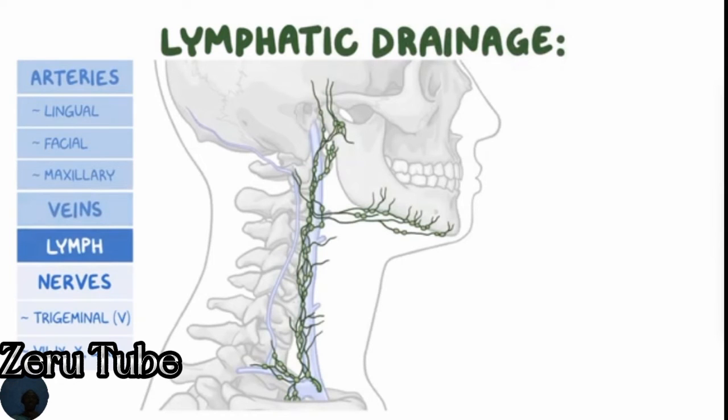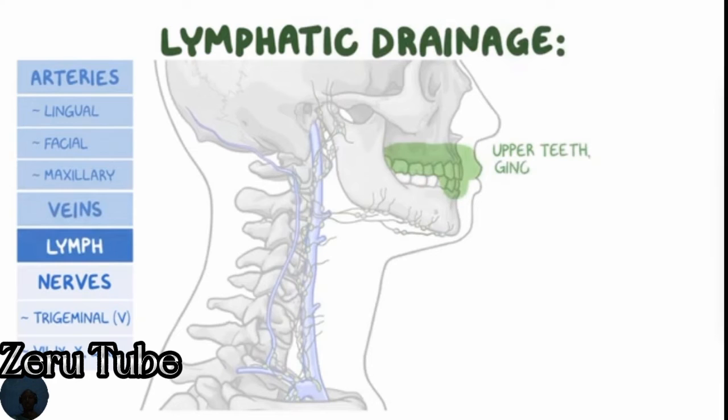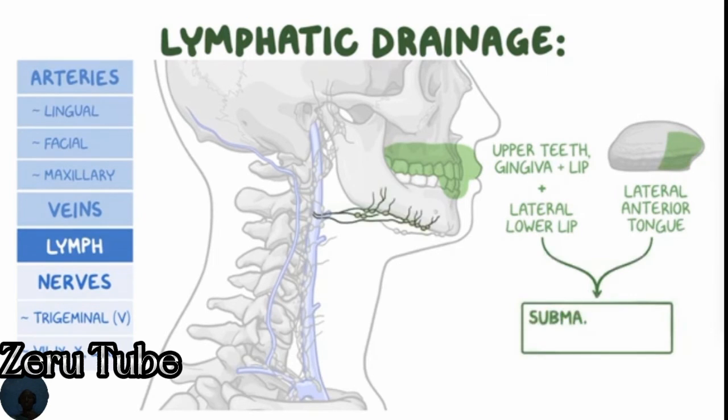Let us see about the lymphatic drainage of the oral cavity. The palate, gingiva, lip, the lateral lower lip, and the lateral anterior tongue drain their lymphatic fluid to the submandibular lymph node.